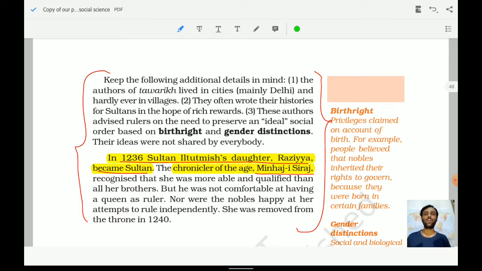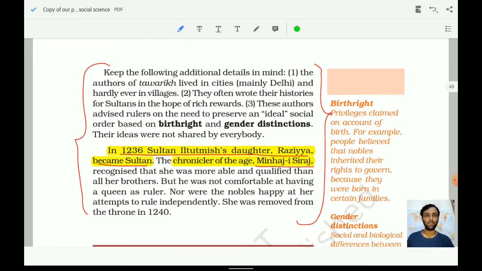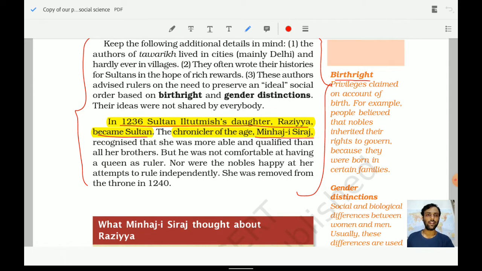These people who used to live near the king or the sultan used to advise them about birthright and gender distinction. So it has elaborately provided us with the meaning of birthright and gender distinction. Let us read: the privileges claimed on account of birth, right? These types of characteristics were already prevailing in the Indian subcontinent. For example, people believed that the nobles inherited their right to govern because they were born in certain families. The same thing applies to the Brahmins as well.